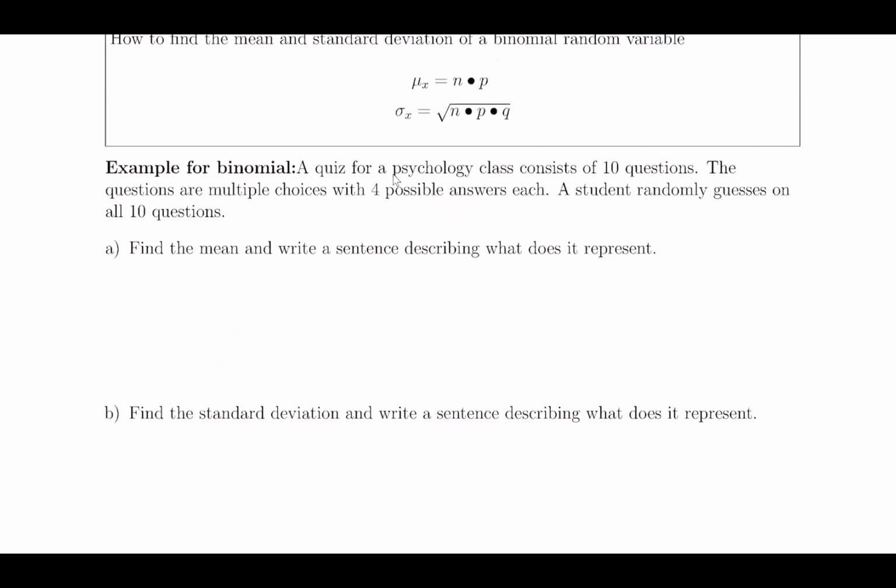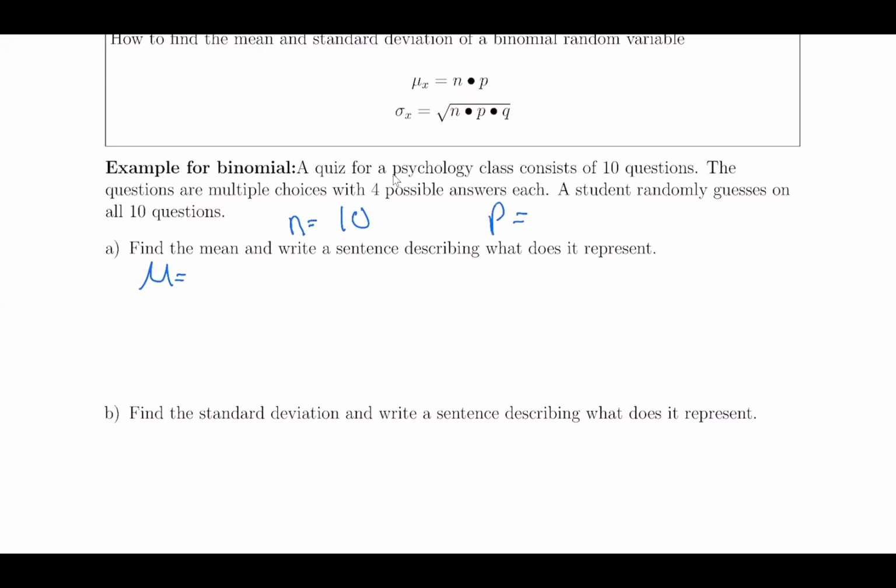For this problem, it says a quiz for a psychology class consists of 10 questions. The questions are multiple choice with 4 possible answers each. A student randomly guesses on the 10 questions. Find the mean and write a sentence describing what it represents. All right, so let's find the mean. For this one, we already said n is equal to 10. And we already said p, well, for this one, p is probably going to change.